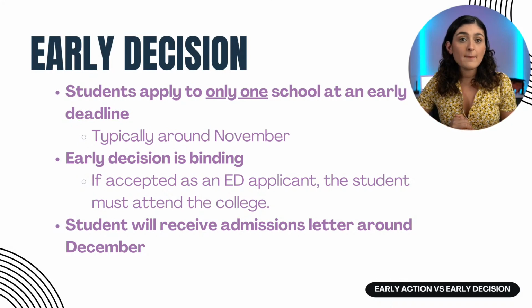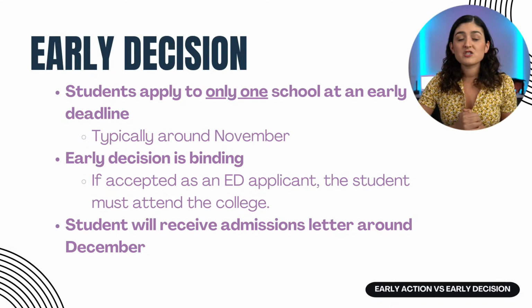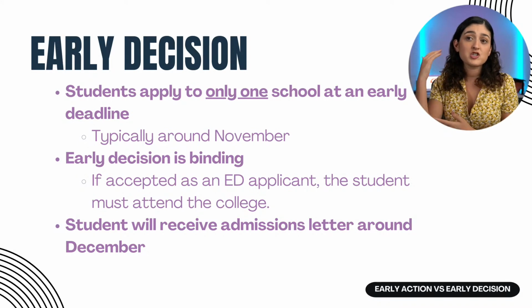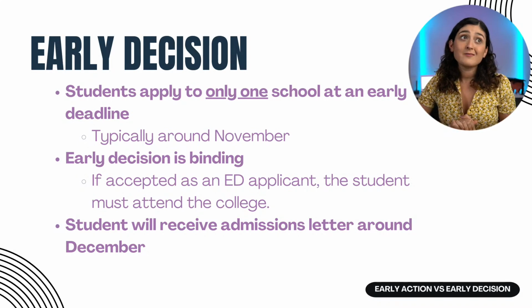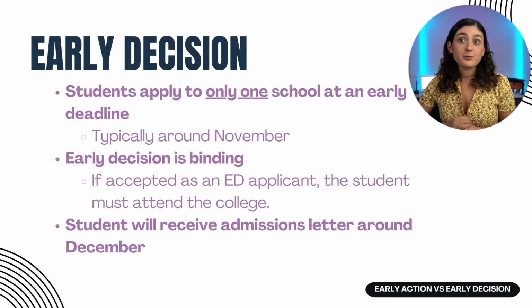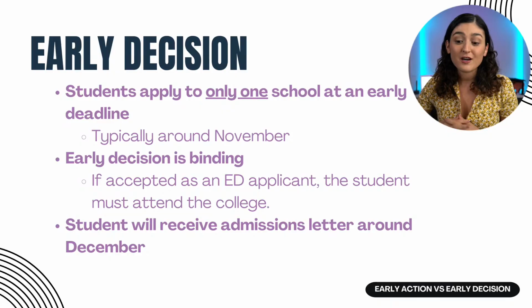And another thing to know about early decision is that students will receive their admission letter around December. So students find out really early on compared to regular decision, where some students might find out in late February or March. Early decision is an early deadline, and students will find out really early on whether or not they were accepted. Hence the name early decision. Students will find out usually around December if they got into that institution or not, okay?